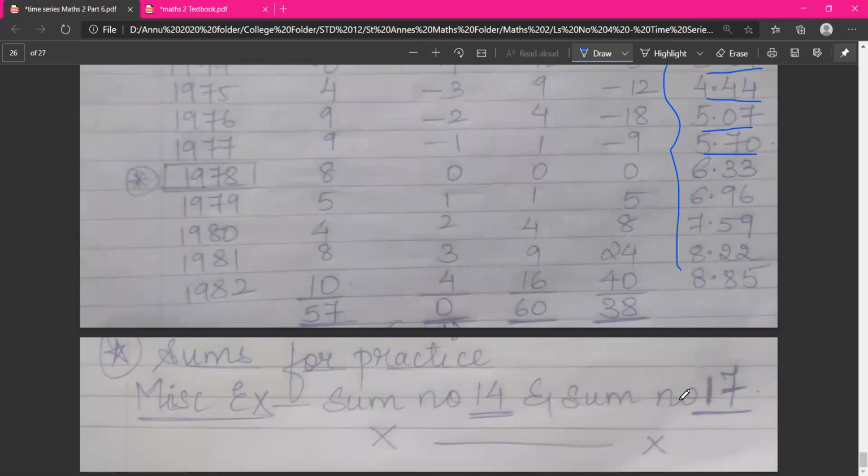So class, I request you all to practice miscellaneous exercise sum number 14 and sum number 17 by yourself and see whether you have followed the least square method for odd numbers or not. If any doubt, please let me know in the comment section. So thank you so much class for listening to me. I hope you must have followed the method of least squares and how to estimate the trend of time series by using this particular method.